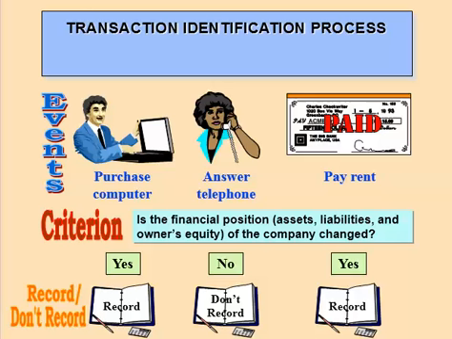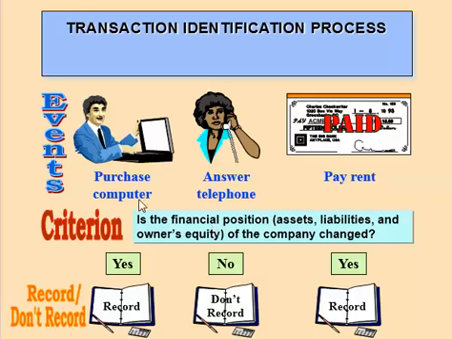Okay, let's do some transaction identification. And here's how the process works. Things go on in a business and we have to actually recognize a business transaction. And it's something where either our assets, liabilities, or owner's equity of the company have changed. It has to be measurable in terms of money, and then we can record that particular business transaction.